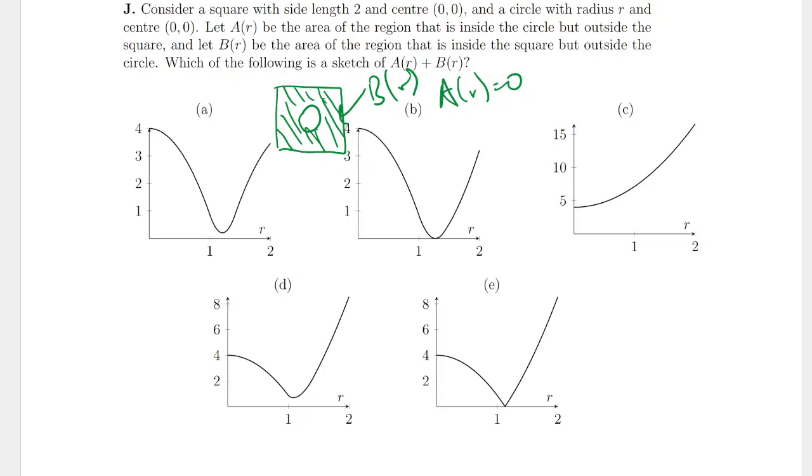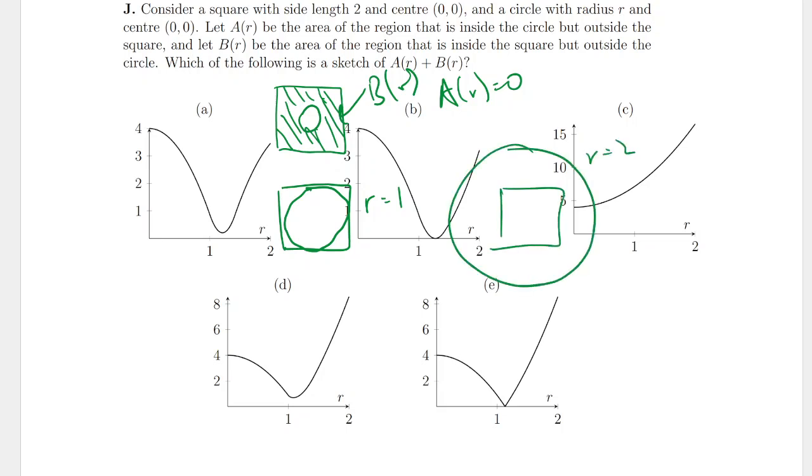Okay, so as r keeps on increasing, what happens when r equals 1 is that the circle is tangential to the square. And when r is 2, the circle is completely outside already. Right, when r is 2, it's already like this. Yeah. Okay, cool.